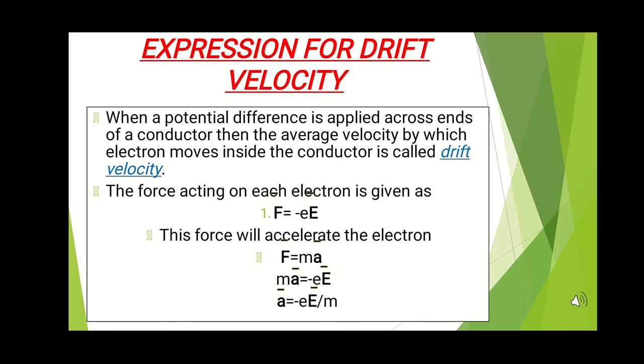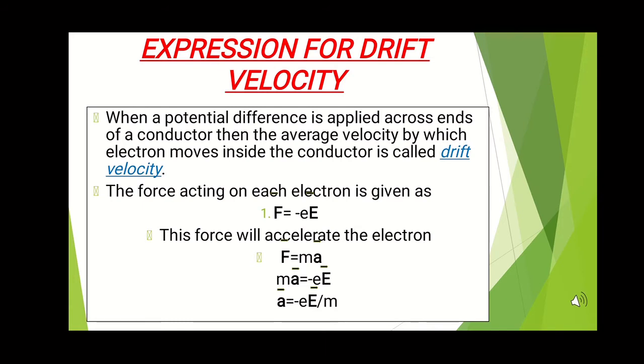During this, a large number of collisions take place between the electrons and the positive ions. So the average velocity with which an electron moves inside the conductor is called drift velocity. I will repeat it: the average velocity with which an electron moves inside the conductor when a potential difference is applied is called drift velocity.